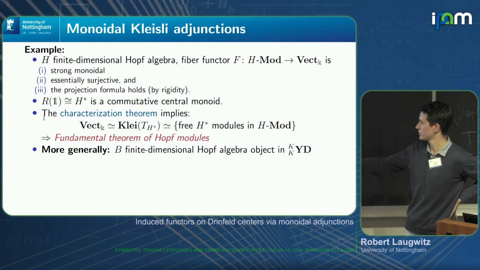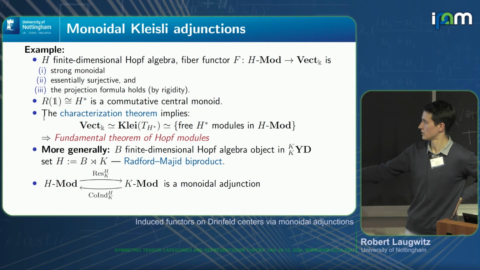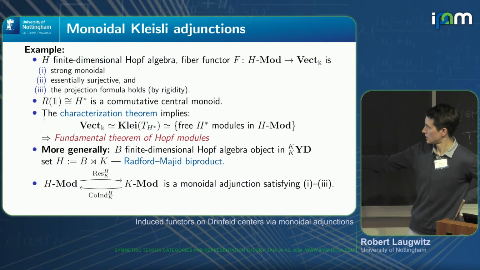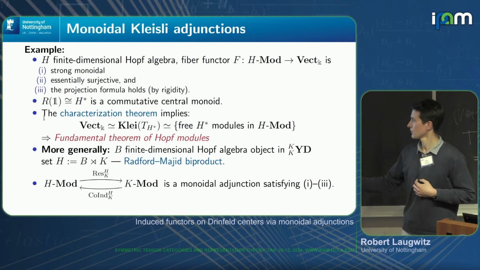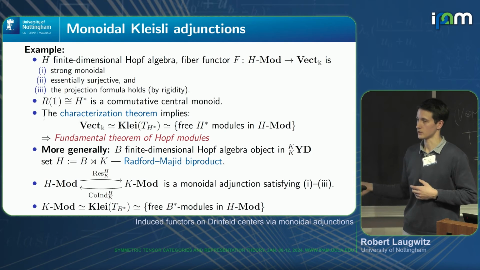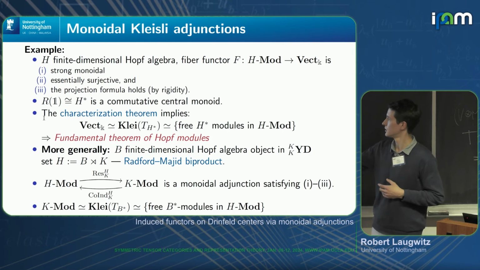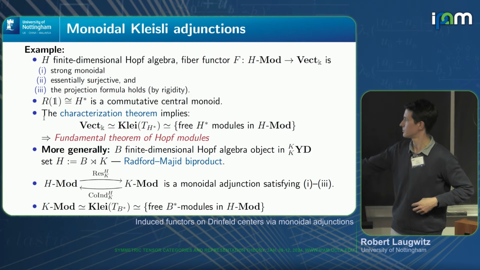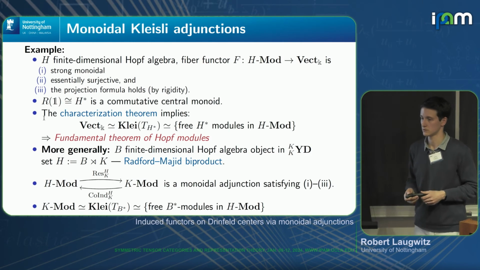Take a finite dimensional braided Hopf algebra inside of the Drinfeld category. Take a biproduct, which is a Hopf algebra. Now we can restrict from modules over the biproduct to K mod and build a monoidal adjunction. And then this also ends up essentially surjective, because here we have a Hopf algebra with a projection. So every K module can also be induced to an H module. So this is an essentially surjective functor. And therefore, K modules is equivalent to free B star modules inside of H mod. So this is a variation of, I mean, this is probably also quite well known from Hopf algebra theory, I think. It's a variation of the fundamental theorem for Hopf modules relative to K mod, I guess.